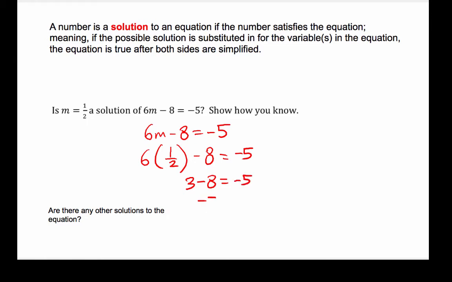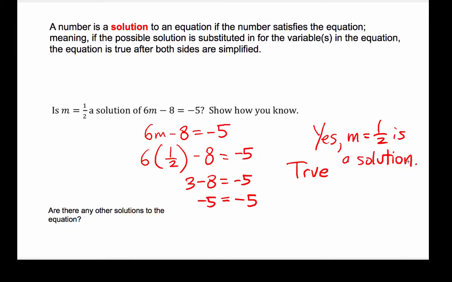3 minus 8 is negative 5. We had nothing to simplify on the right. We had a value of negative 5. Negative 5 on the left, negative 5 on the right. That is a true statement or true equation. So we would say yes, m equals 1/2 is a solution.